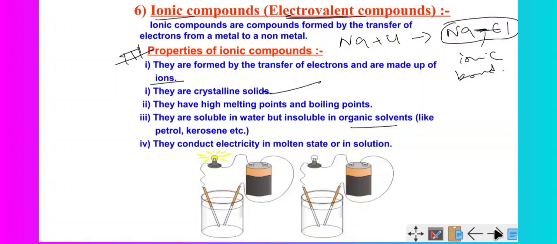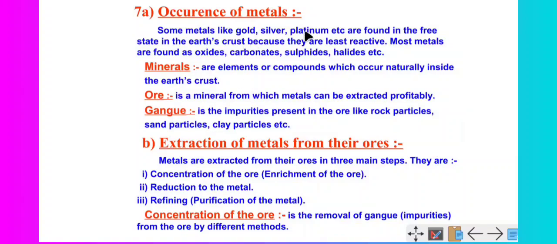Moving on, occurrence of metals. Metals can be extracted from the earth's crust. Some metals like gold, silver, platinum, etc. are found in the free state on the earth's surface because they are least reactive. Most metals are found as oxides, carbonates, sulfates, halides, etc. Gold, silver and platinum are found in the free state because they are less reactive. They cannot react with oxygen or water.